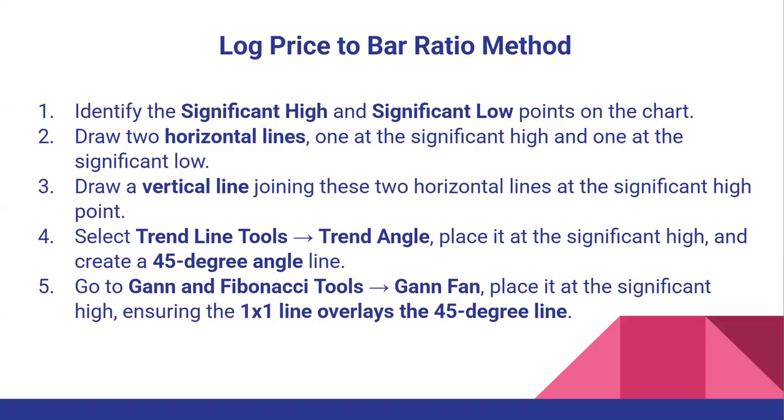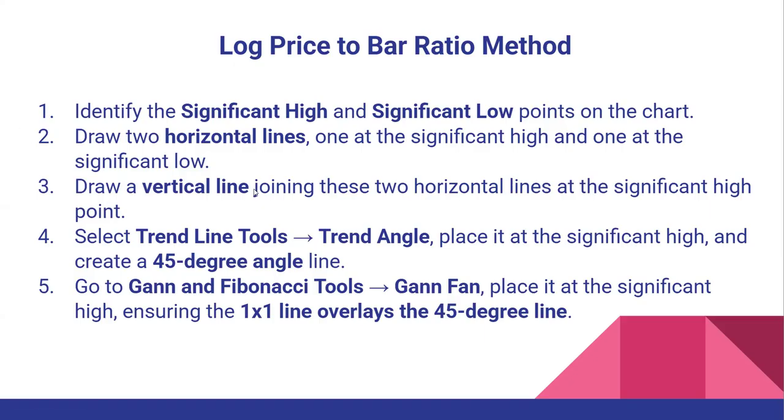And next thing is select trend line tools, trend angle. That was the thing which I was doing in my videos. I was selecting the trend angle and adjusting it to 45 degree. Place it at the significant high and create a 45 degree angle line. Go to Gann and Fibonacci tools in the tool section. Select the Gann fan and superimpose this Gann fan over the 45 degree angle, that is the 1 by 1 line, on the 45 degree angle line.